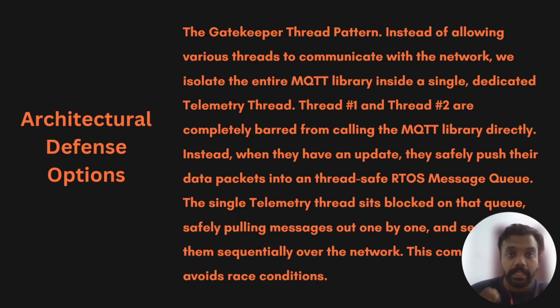Architectural defense options: the gatekeeper thread pattern. Instead of allowing various threads to communicate with the network, we isolate the entire MQTT library inside a single dedicated telemetry thread. Thread 1 and thread 2 are completely barred from calling the MQTT library directly. Instead, when they need an update, they safely push their data packets into a thread-safe RTOS message queue. The single telemetry thread sits blocked on that queue, safely pulling messages out one by one and serializing them sequentially over the network. This completely avoids race conditions and solves the problem.